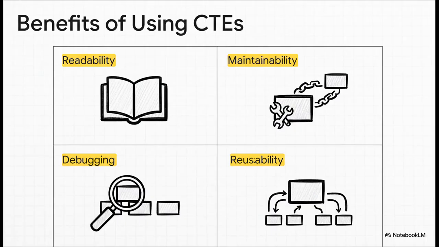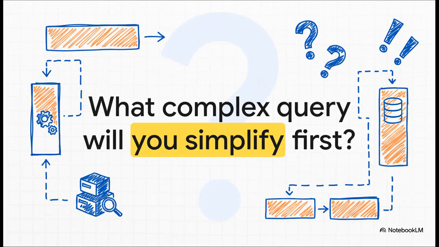So let's just boil it down to these 4 massive advantages. First, readability. Your code literally tells a story. Second, maintainability. If business rules change, you only have to update one small logical block. Third, debugging. You can test each step on its own to find problems super fast. And finally, reusability. You can even reference a single CTE multiple times in your final query. It's a win-win-win.